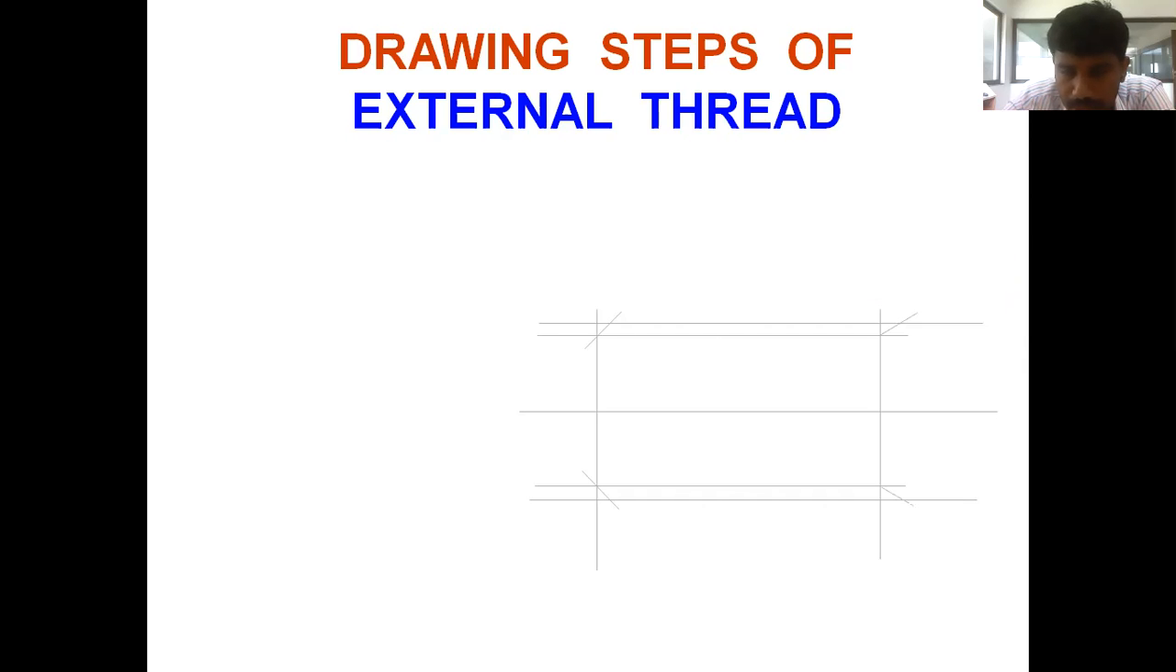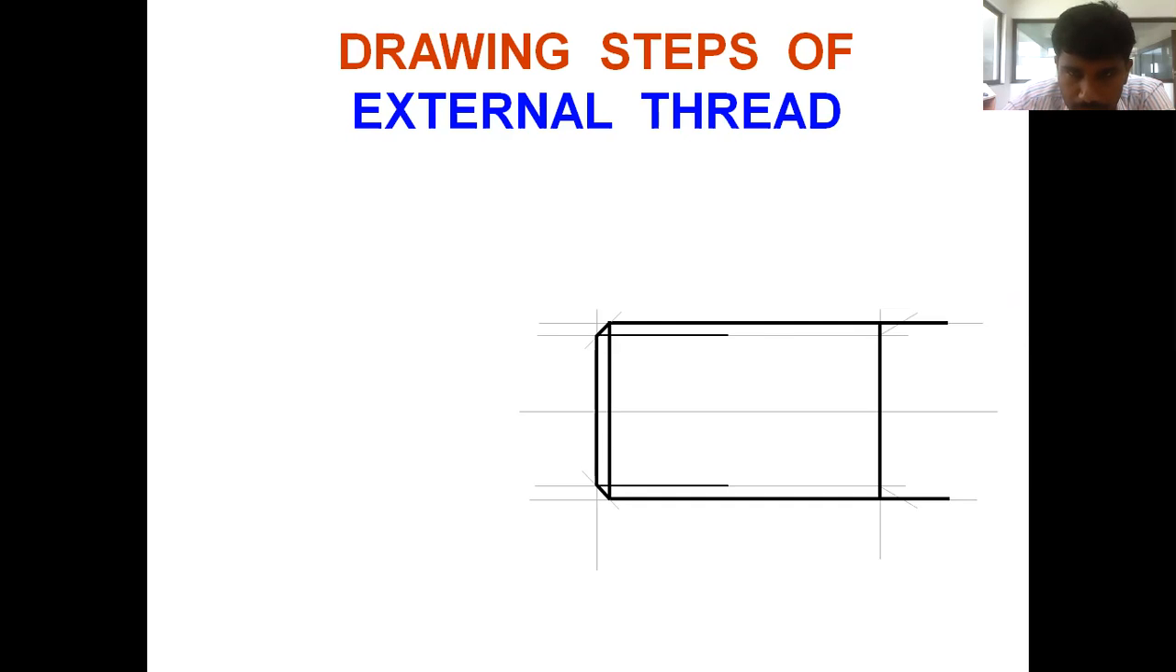So that will give this. Join the outside portions. A thick line will represent the crest in an external thread, and a thin line will represent the root. So the axis is there.